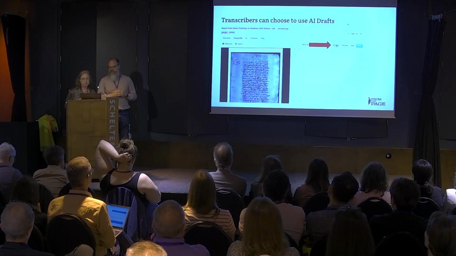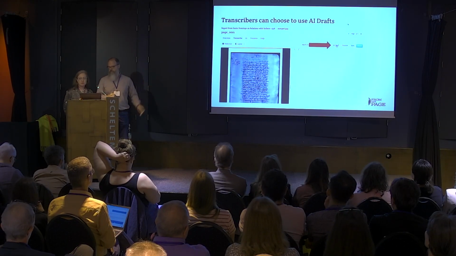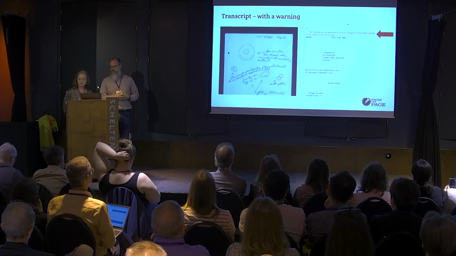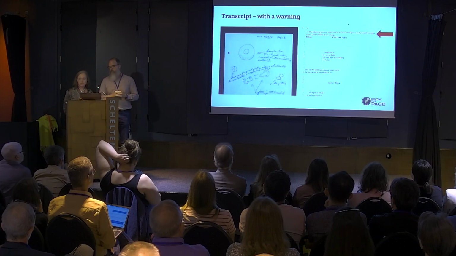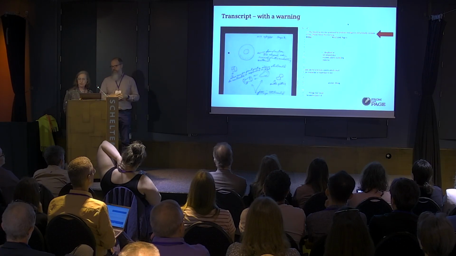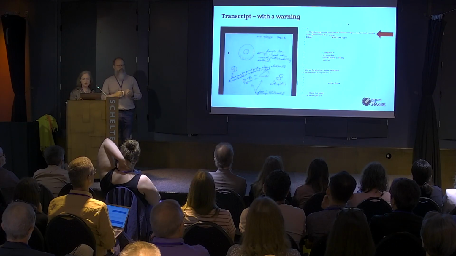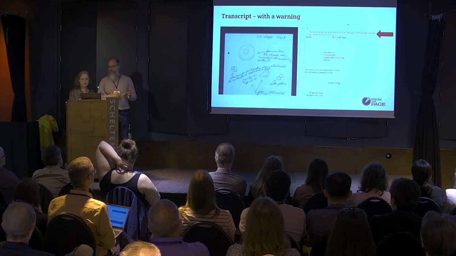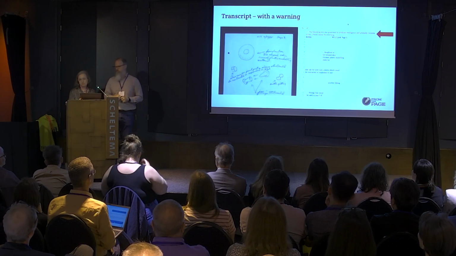Then a volunteer who's transcribing, this is our straightforward transcription interface, can click a new AI draft button. That pre-populates the transcription window with what we got back from Gemini and prepends a warning saying, hey, this probably has errors. Please correct this. What we find is that for crowdsourcing projects that have enabled Google Gemini, about half their volunteers use it and about half don't. It's fine.